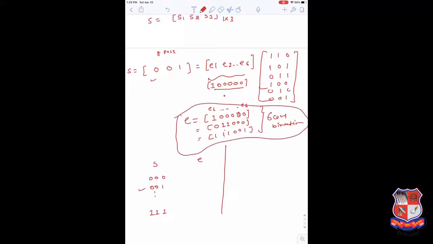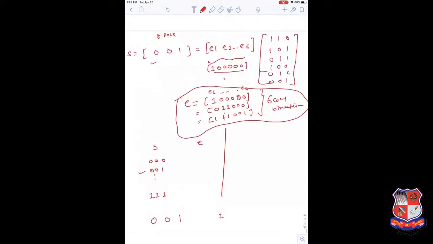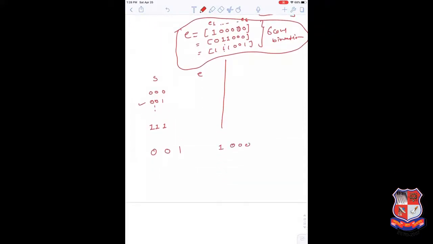Right. So if you put the syndrome as 0 0 1, you are getting 6 combinations here for this 0 0 1. You are getting 6 combinations of E, where the right ones would be 1 0 0 0 0, 0 1 1 0 0 0, then 1 1 1 0 0 1. So there are 6 combinations you can place. This is the error vector E, and this is for the syndrome S.